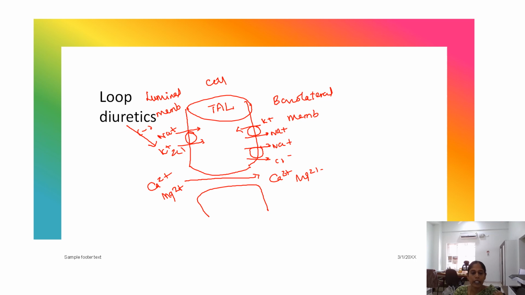Here there will be direct inhibition of the sodium potassium 2 chloride cotransporter. So all these ions will be lost in the urine. Sodium, potassium, so everything will be lost. Also your calcium ions and magnesium ions will all be lost in the urine. So there will be hyponatremia, hypokalemia, hypocalcemia, and hypomagnesemia seen with these loop diuretics.